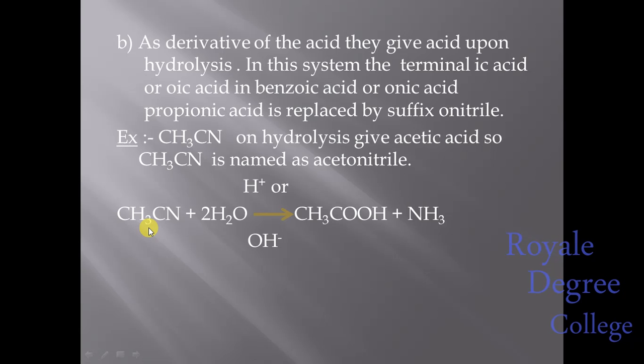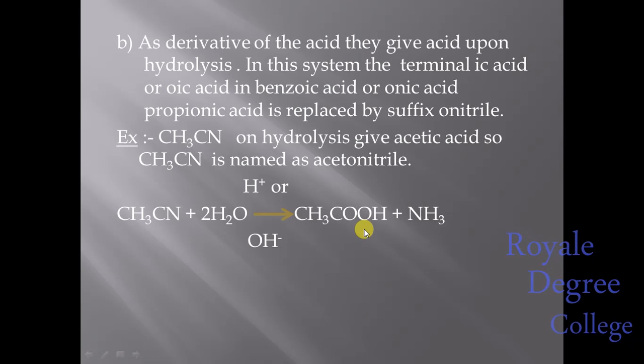Here you can see the reaction CH3CN. In that we are adding two water molecules. The reaction will take place in the presence of acid, that is H plus or OH minus. So we are getting here acetic acid, that is CH3COOH. How? Look at this. CH3, C is there. From that side, one nitrogen is coming out. In place of that nitrogen, OOH group is attached to the carbon. And we are getting here CH3COOH, acetic acid.